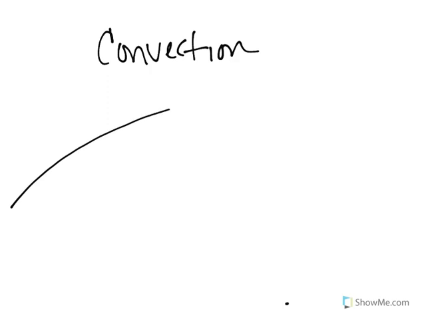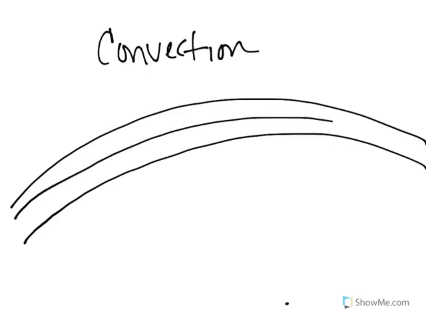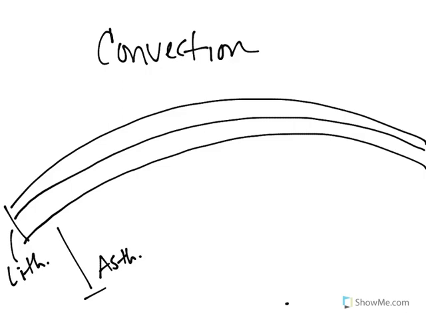So let's just draw a very generic overview here of what's going on. Let's go ahead and do this the right way. Here we have our lithosphere, and down here we have our asthenosphere. We know that the asthenosphere convects. We talked about this in one of our very first Let's Show Me's.